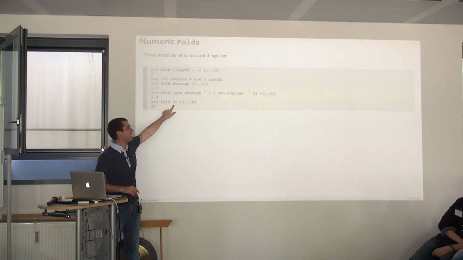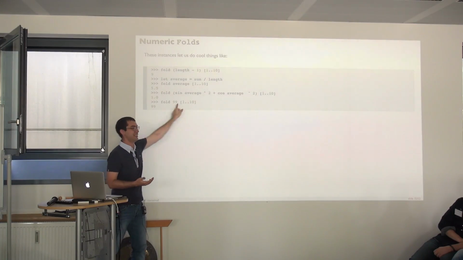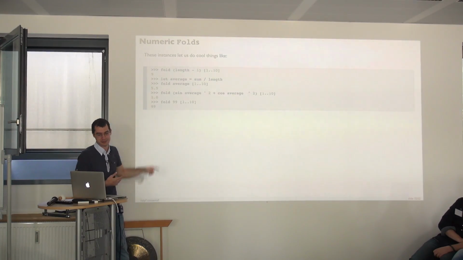So you can also pass a numeric literal to any function that expects a fold. If I just fold 99, it's just going to ignore the input and always return 99, which is what happens here.